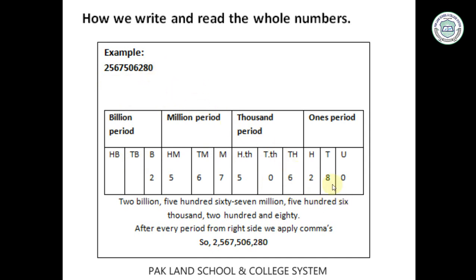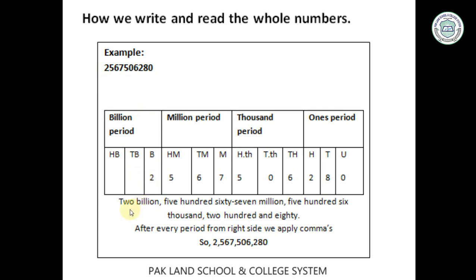Ones comes under the units, 8 comes under 10, 2 comes under hundreds, 6 comes under thousands, 0 comes under 10,000s, 5 comes under 100,000s, 7 comes under millions, 6 comes under 10 millions, 5 comes under 100 millions and 2 comes under the billions.